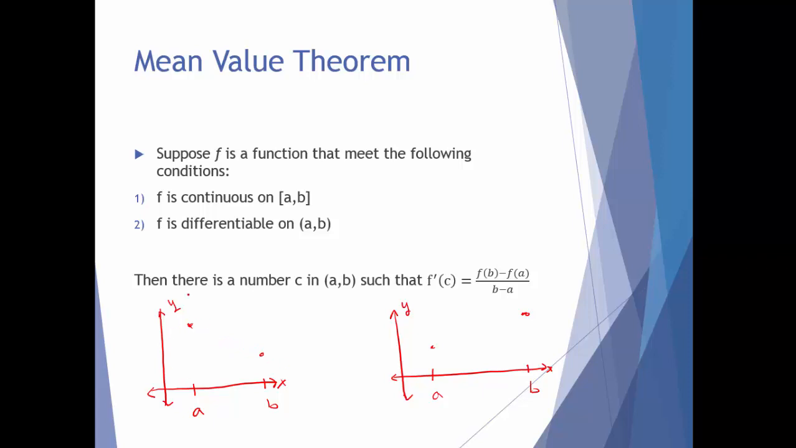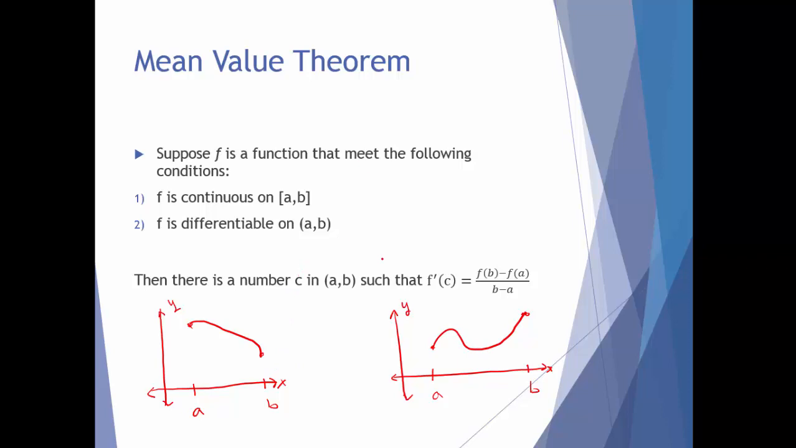So for example, in the first graph, I've got f of A higher than f of B, and in the second one, I have f of A lower than f of B. It doesn't really matter. So I'm going to draw a couple of graphs. I need them to be continuous and differentiable. That's my requirement. So here is a continuous and differentiable function, and here is another continuous and differentiable function.